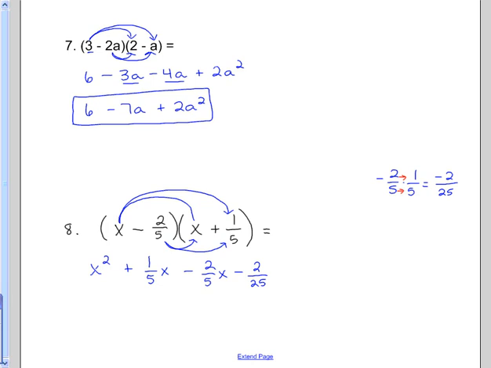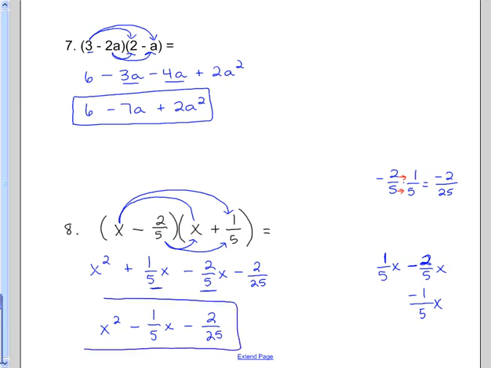Now I have to look for those like terms again, which are the middle terms. So I have an x squared. I have a positive 1/5 x and a negative 2/5 x. Okay, we're combining. They already have the same denominator, which they are supposed to if you are adding or subtracting. So if I have, again, 1/5 x and I have a negative 2/5 x, positive 1, negative 2 would give me a negative 1, and I keep my denominator. I keep the 5. Bring down the x, so this would just be a negative 1/5 x, and bring down negative 2/25ths. So this would be our answer.